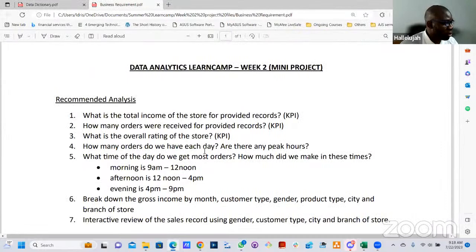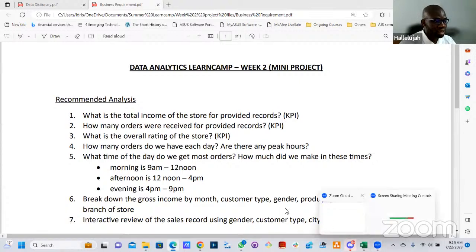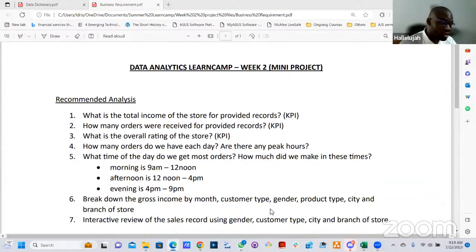I believe so. So after that, are there any peak hours? Peak hours mean what hour of the day did we receive a lot of orders? I'm interested in what hour of the day here. Again, when you check your data, I don't think there's anything like that there, right? But how can you get it? Find out yourself, discover.